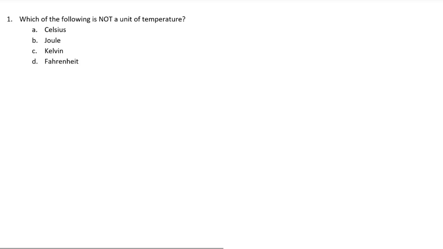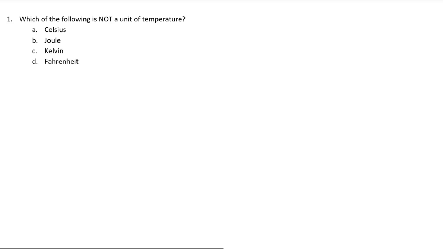Before moving on to the next video, however, let's make sure that we understand the basics behind thermodynamics. This first question, for example, is making sure we know the units of temperature. Which of the following is not such a unit? Is it Celsius, Joule, Kelvin, or Fahrenheit?